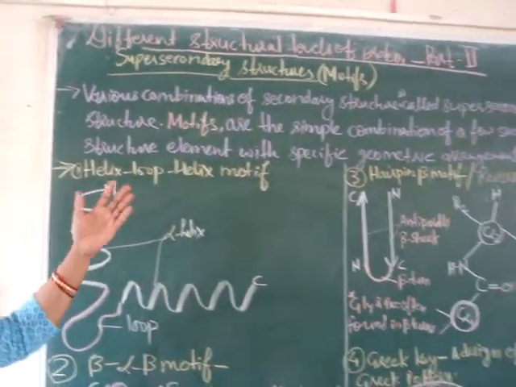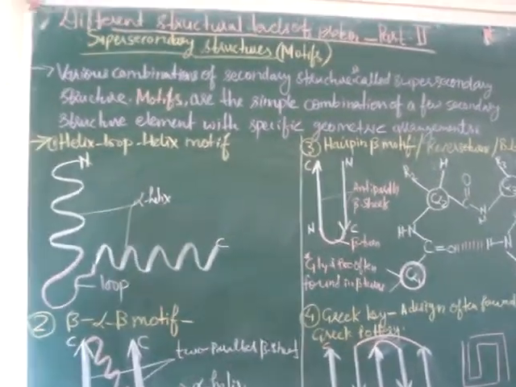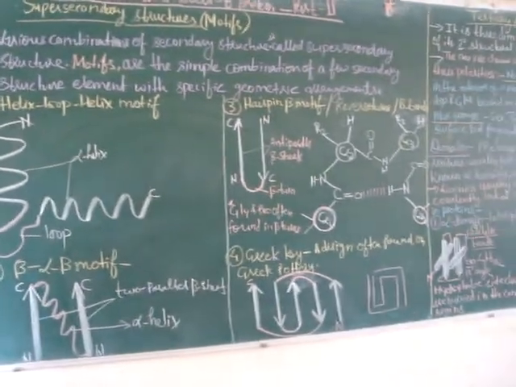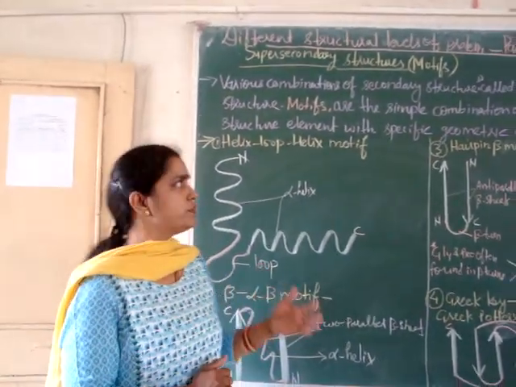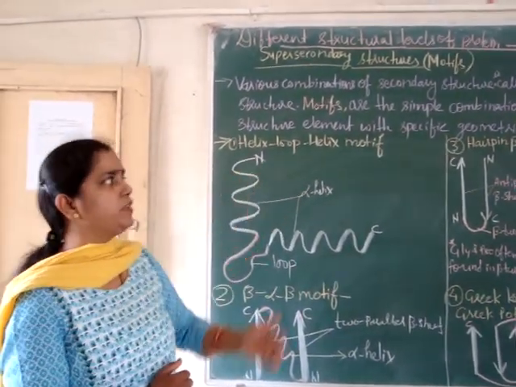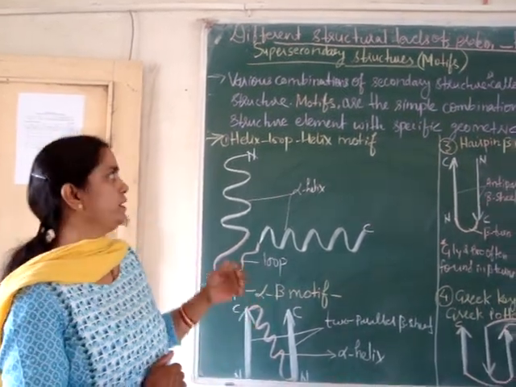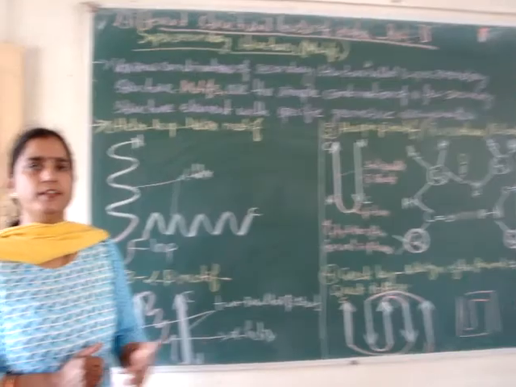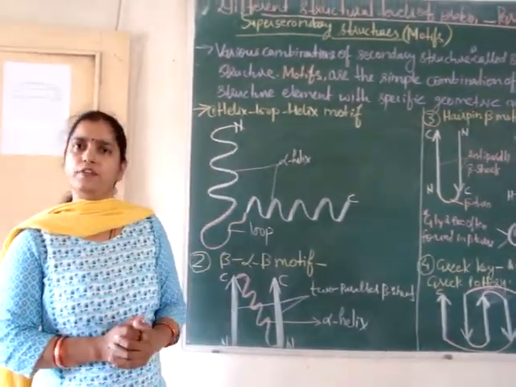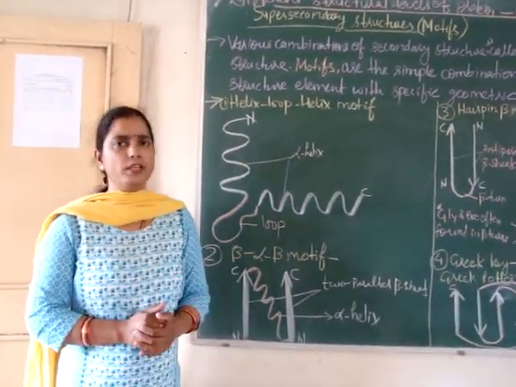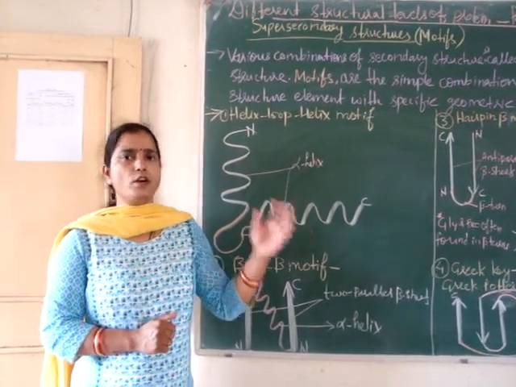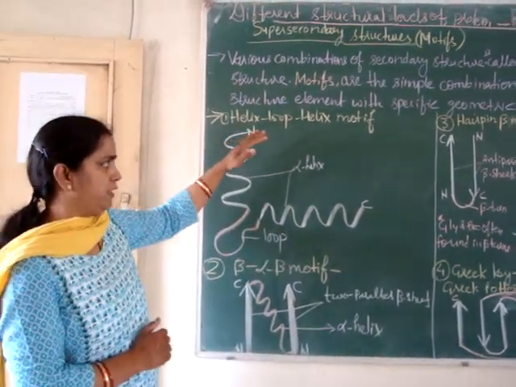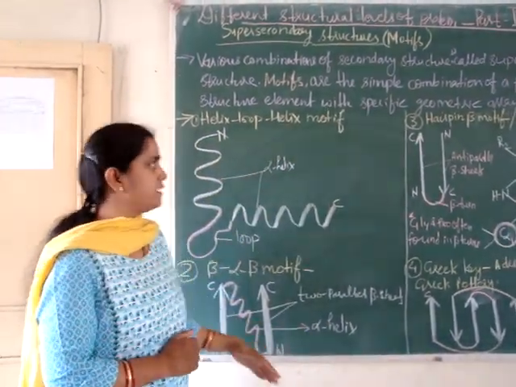Actually, various combinations of secondary structure are called super secondary structure, and motifs are the simple combination of a few secondary structure elements with specific geometric arrangements. So, mainly three combinations of secondary structures are possible: alpha-alpha combination, alpha-beta combination and beta-beta combination. According to this, these common motif structures are there.